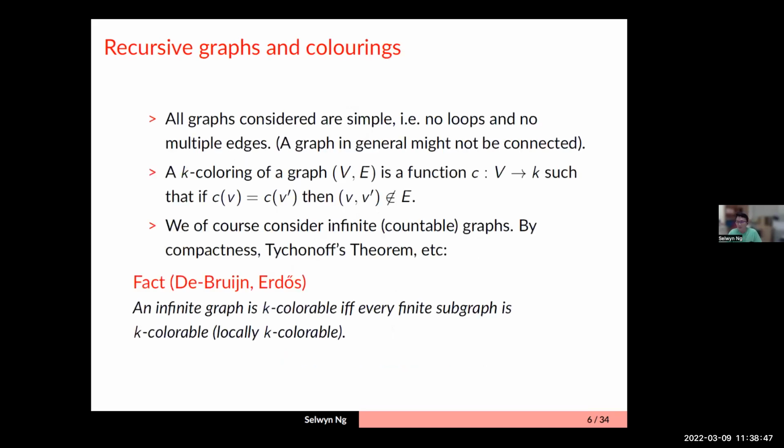Right. So what we're going to do is study the effective content of this statement. Just some rules: all graphs we're going to consider are simple graphs, which means there are no loops and no multi-edges. But in general, we're not going to limit ourselves to only connected graphs. So a graph in general might have infinitely many components, for example.